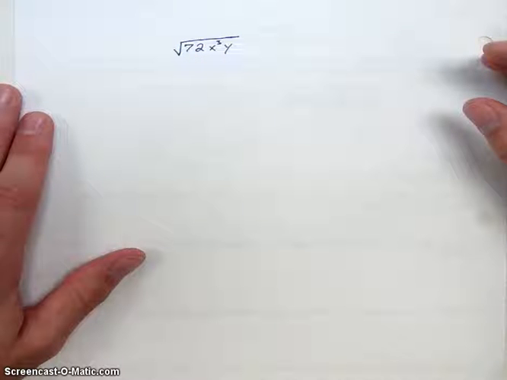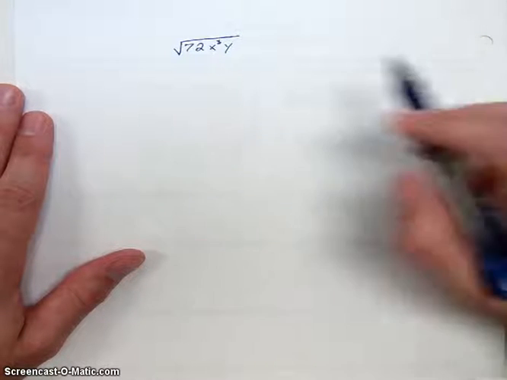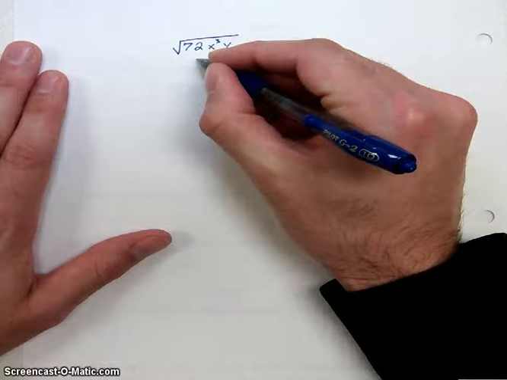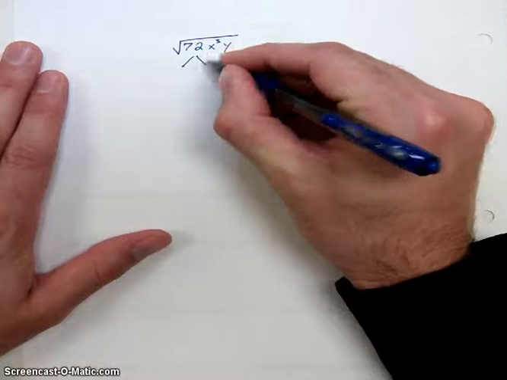Okay, so you've had a chance to simplify square roots. What I want to show you next is how to do that same process, but when there's variables involved as well. It's very, very similar. In fact, you're doing the exact same thing. You're breaking this down into the factors.